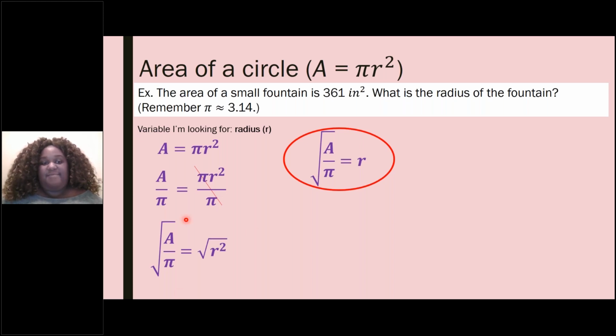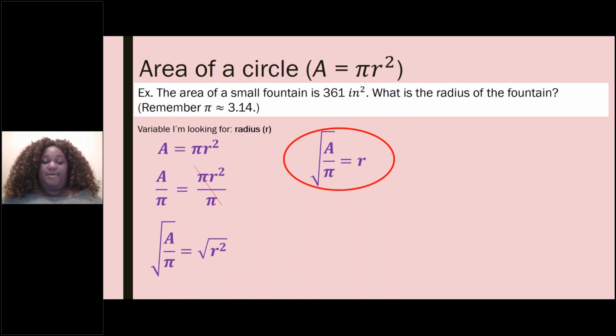So just to repeat that, once we divided by pi here, we were left with r squared. That means r times r. We still just need one r. So the opposite of a square is the square root. So what we do to one side, we have to do to the other. So we take the square root of r squared, and then we take the square root of the area divided by pi, and that'll leave us with r by itself. So now we have that new formula that we needed, the rearranged formula.